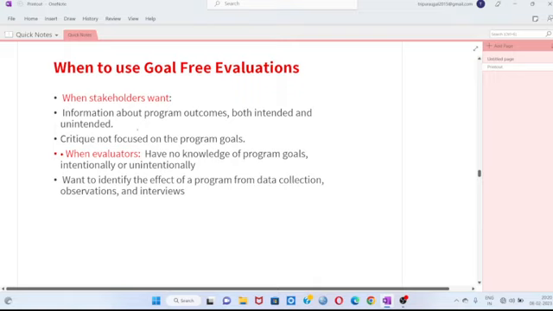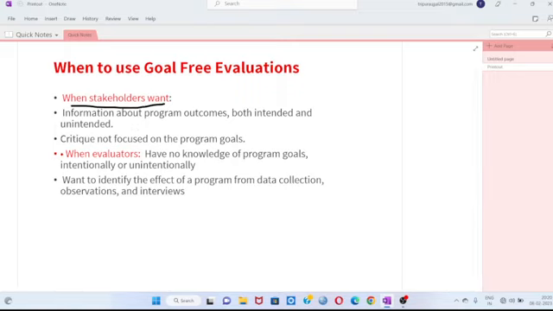So now you can see that stakeholders want information about program outcomes, both intended and unintended. Now the stakeholders want information about the marriage. How was that? Was it intended or unintended also? Okay. Then the critique does not focus on the program goal. They are not focusing on the goal. They are focusing on what happened in these things in life. When evaluating, they have no knowledge about the program goal. He or she doesn't have any goal.